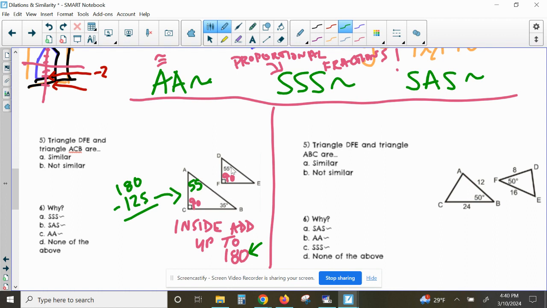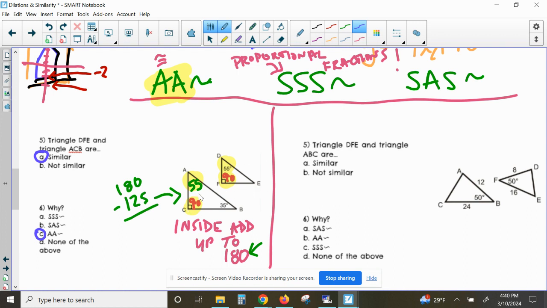And look, I don't even need to do the math on this triangle over here, because I see a match. I see that this 90 matches this 90, and this 55 matches this 55. So I have 2 congruent angles, which means these 2 triangles are similar by angle-angle. To answer my question, I would say these triangles are similar, so I would circle A. And the reason down here would be because I have angle-angle similarity.